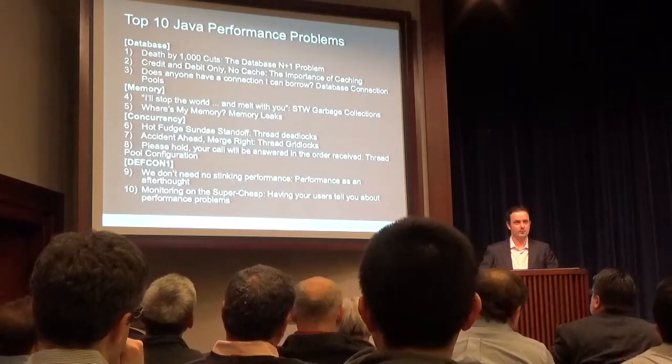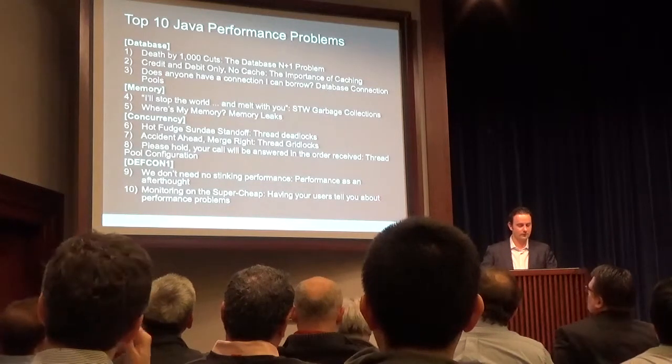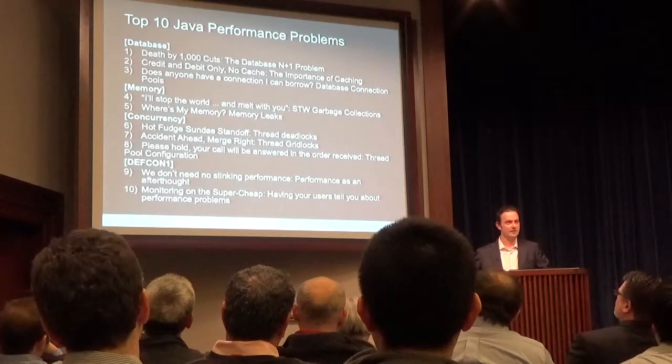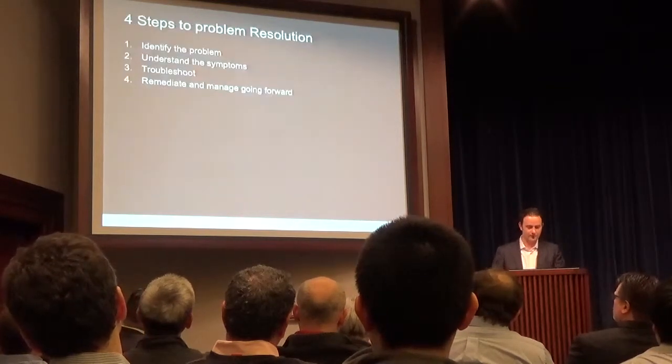The top 10 Java performance problems, as I see them, really boil down to 3 categories: database, memory, and concurrency. And the last stuff I have to pad around. So let's jump into it.